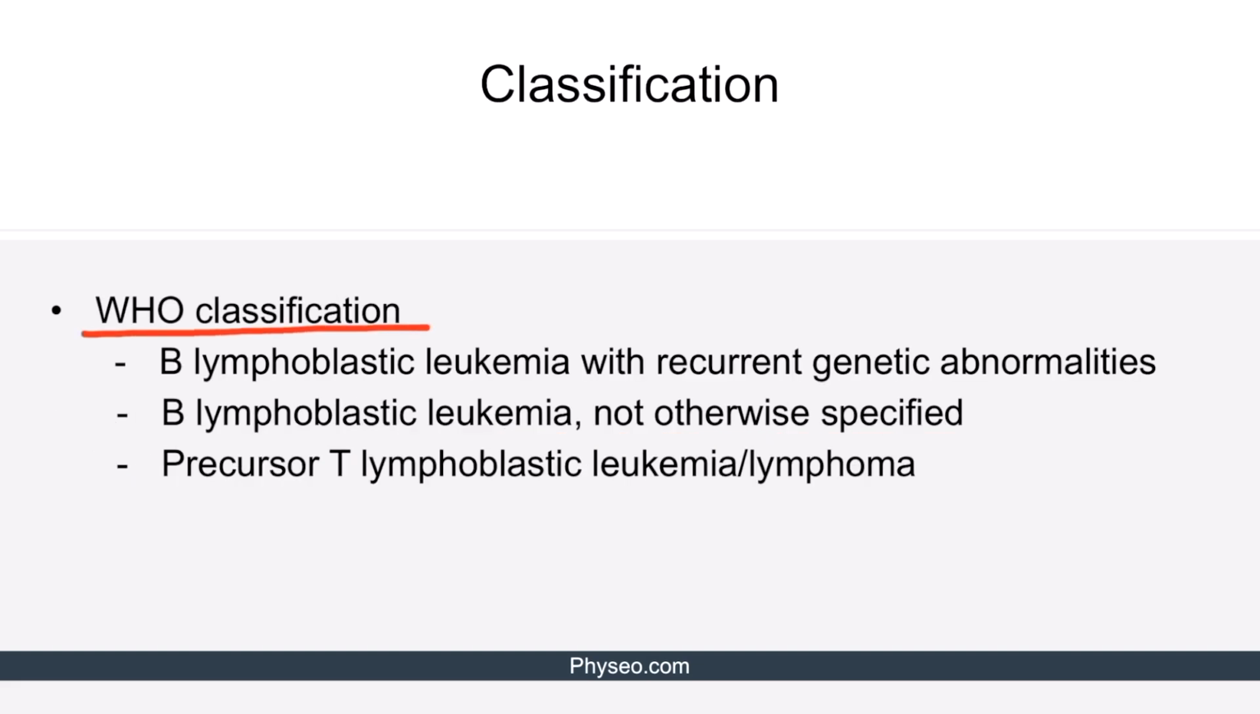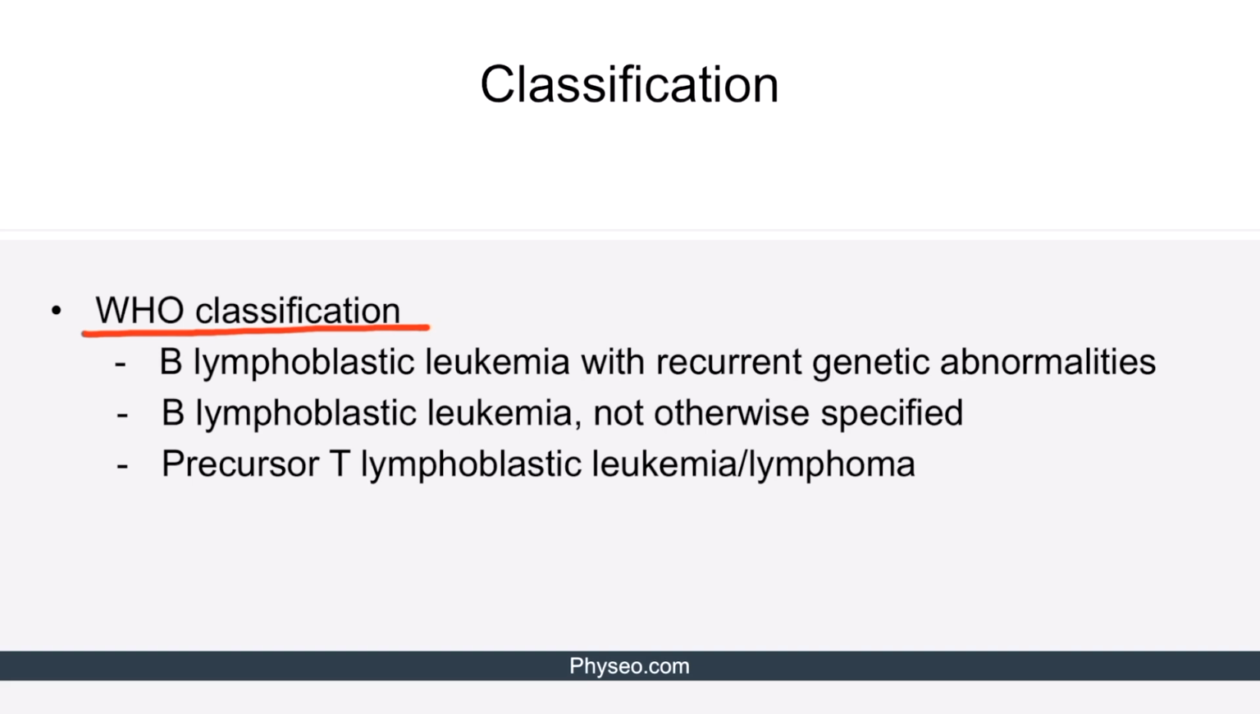According to the WHO classification, we have B lymphoblastic leukemia with recurrent genetic abnormalities, B lymphoblastic leukemia not otherwise specified, and a precursor T lymphoblastic leukemia/lymphoma. B lymphoblastic leukemia with genetic abnormalities includes those translocations that we just discussed on the previous slide. However, a discussion of other mutations included within this subgroup is beyond the scope of Step 2. B lymphoblastic leukemia not otherwise specified means that no specific mutation has been linked to this subtype of ALL.